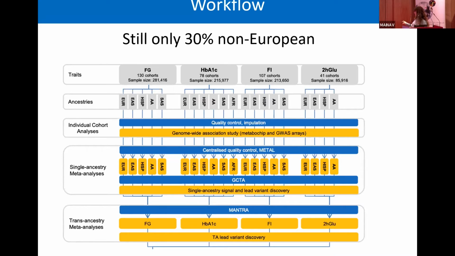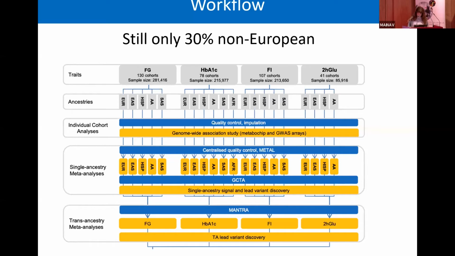And we conducted meta-analysis first by self-identified ethnicity, verified by genetically clustered individuals. So we did European and each of the other ancestries as individual meta-analyses, and did approximate conditional analysis using GCTA, and then we used a cross-ancestry meta-analysis program called MANTRA to find variants that harness the entire data set.